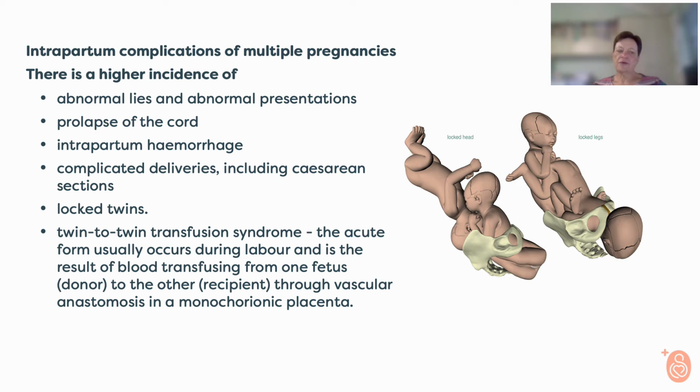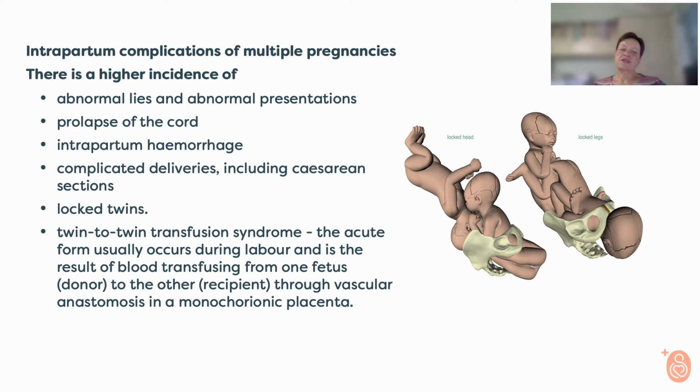And then we get a condition that we call locked twins, and that's what you can see in these graphical presentations here. This happens specifically more so in the case of monozygotic twins, which share a bag of membranes, when the first twin is born as a breech, but then its head locks with the head of the second twin, which is in a vertex presentation. Or we can get, like in this case, where the first twin is a vertex presentation, but the limbs get so entangled in the uterus that we also get what we call locked twins. So the first twin can be born partially, but then the rest of the twin can't be born.